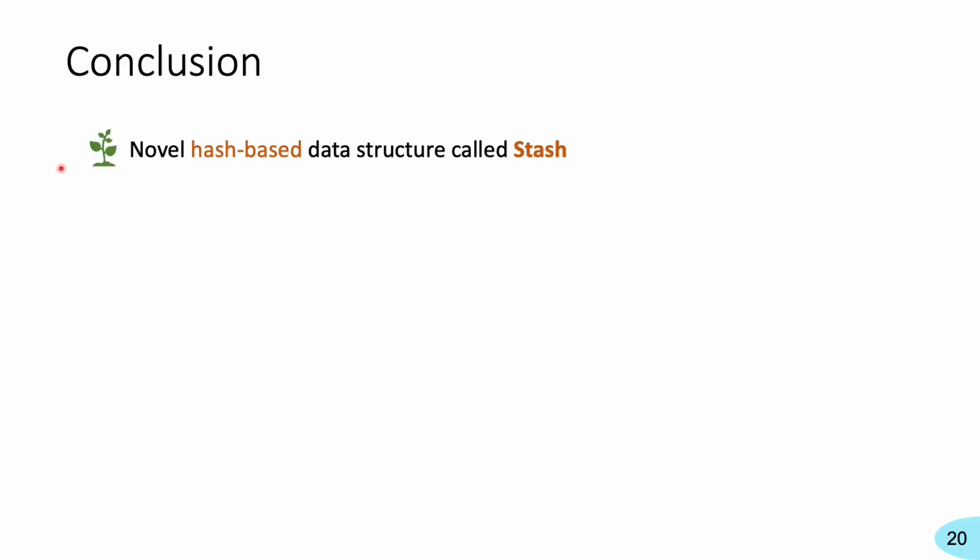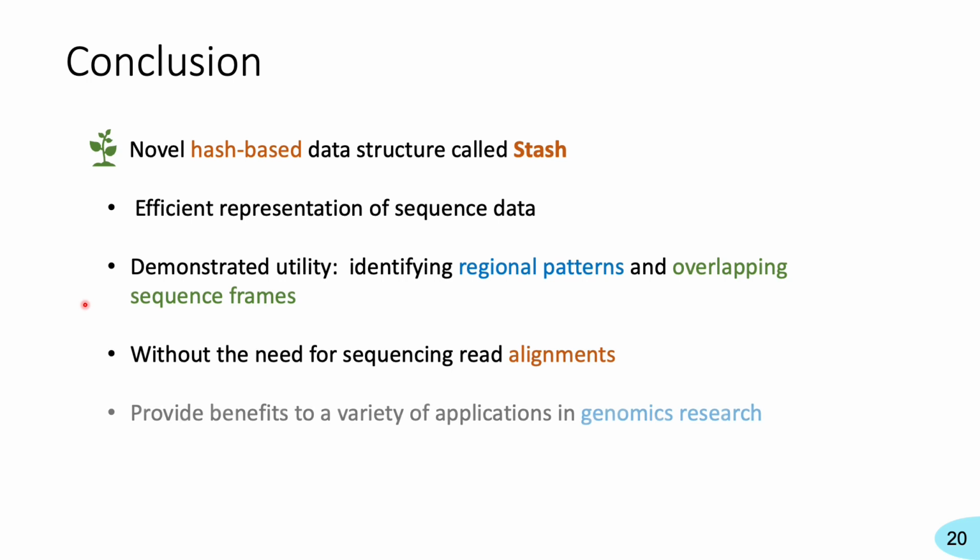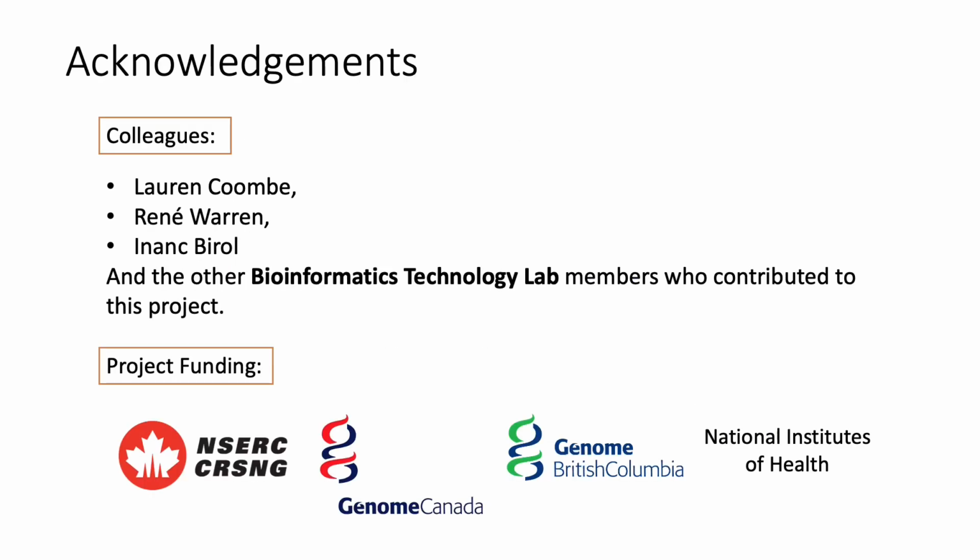To conclude, we have introduced a novel hash-based data structure called stash that provides an efficient representation of sequence data with demonstrated utility in identifying regional patterns and overlapping sequence frames without any need for sequencing read alignments. We expect stash to provide a wide variety of benefits in bioinformatics algorithms and genomics research.